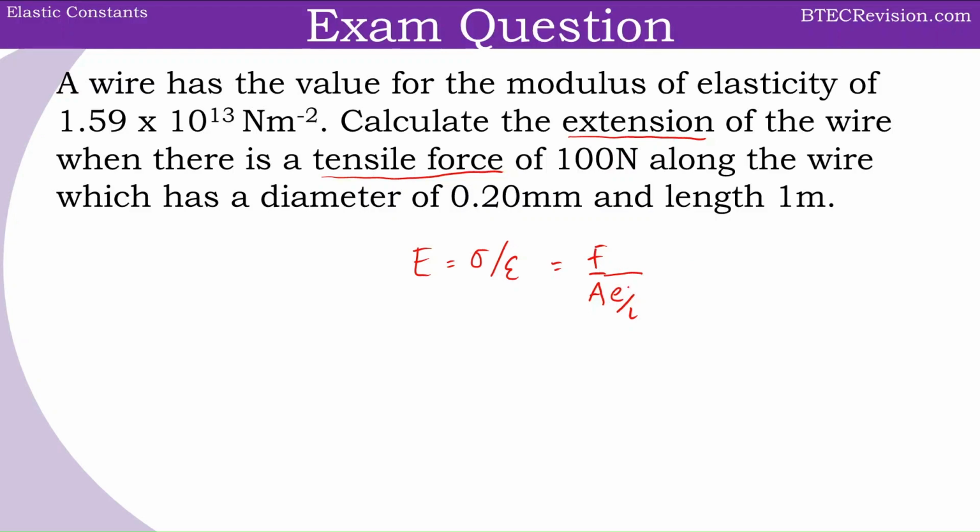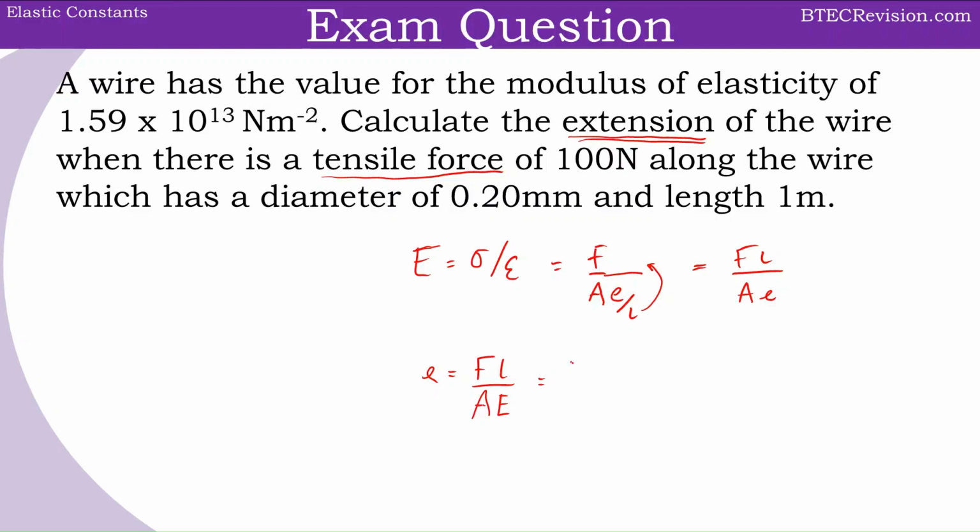So if you can see here, we have divide, divide. So this can go right to the top, and we can write this as force times length divided by area times extension. Now, since the question is asking for extension, we're going to rearrange this equation for extension. So we will multiply both sides by little e, and then divide both sides by big E. So that would give us extension equals force times length divided by area times capital E. Now we can plug in our values.